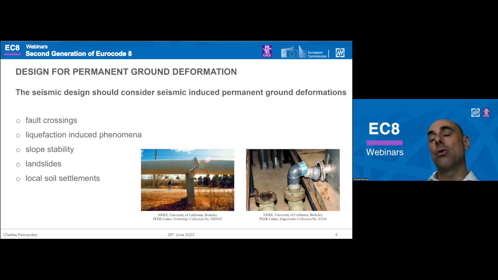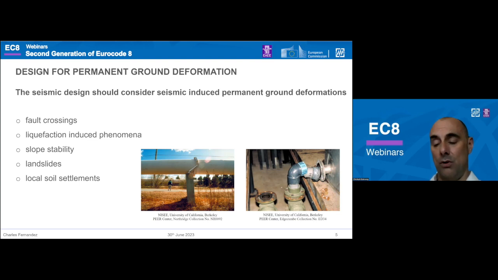Furthermore, we have also to consider landslides and local soil settlements. So local soil settlements are important because if we have, let's say, a settlement at one foundation, this will influence the pipeline, because then we have differential displacements between the different foundation points. And landslides are well known, so they are quite critical.